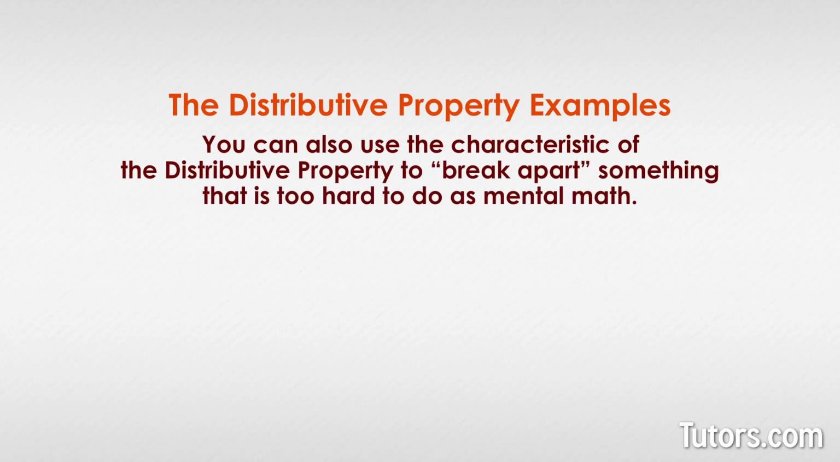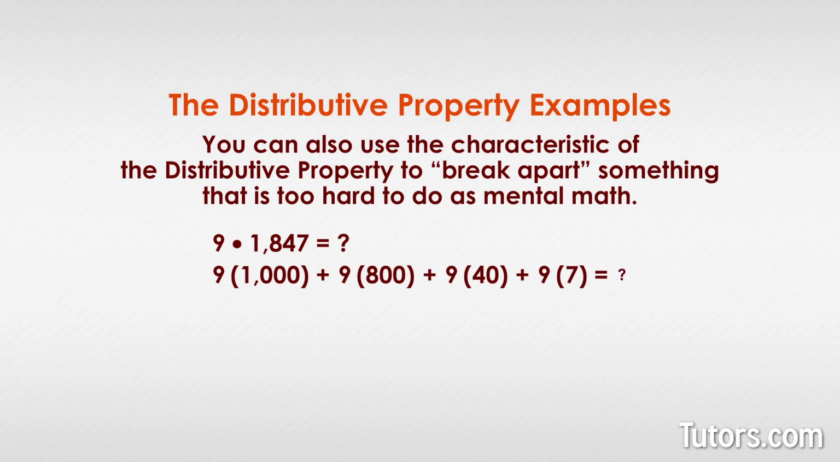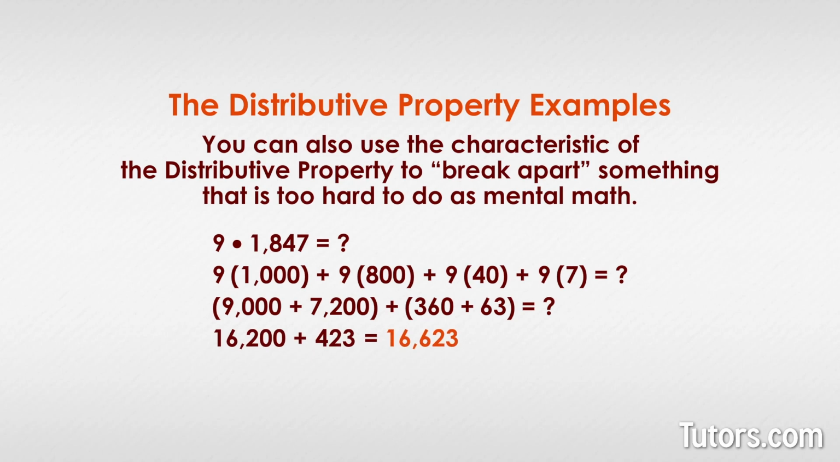You can also use the characteristics of the distributive property to break apart something that is too hard to do as mental math, like this example. Expand the multiplier and distribute the multiplicand to each place value. This turns into 9,000 plus 7,200 plus 360 plus 63. Now you associate or group addends for easier mental addition. Now solve until you get the answer.